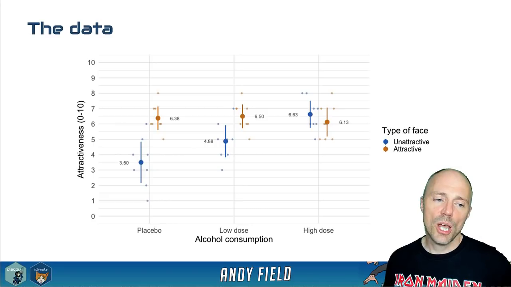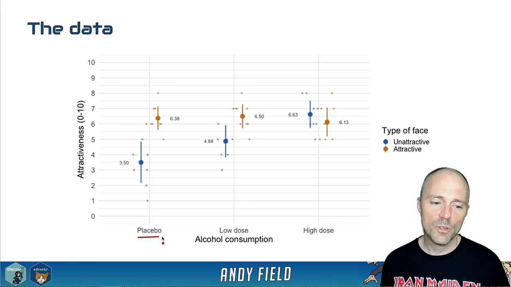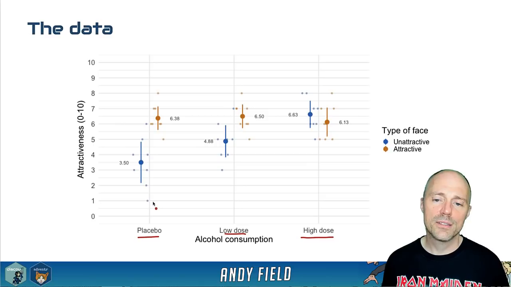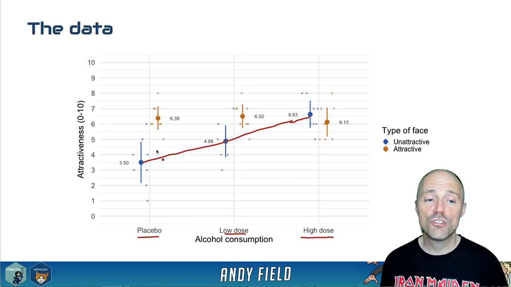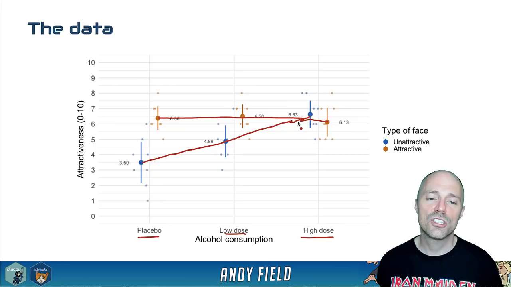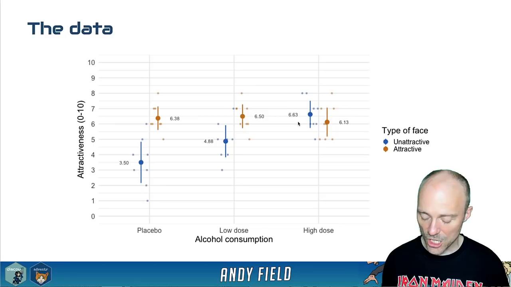So here's what the data show, and effectively you can see we've got the doses of alcohol on the bottom in order: placebo, low dose and high dose. And it looks like for the asymmetric or unattractive pictures, in the placebo the ratings are low, but as alcohol consumption increases, those ratings go up. For the symmetric faces, the attractive faces, the dose of alcohol doesn't seem to have too much of an effect. So the ratings don't really change that much across the alcohol groups. But let's see what the analysis actually shows.